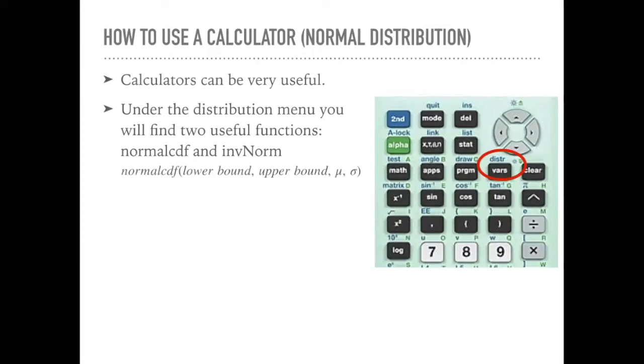So with the normal CDF, you're going to enter your lower bound, then the upper bound, then the mean, and then the standard deviation. I'm going to give some examples of this in just a second. And then with the inverse norm, you're wanting to enter the area to the left, the mean, and the standard deviation. So if you're looking for the probability that x is less than some value, you'd be doing normal CDF, negative infinity, x, and then your mean and standard deviation.